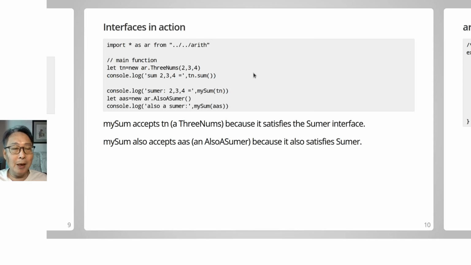So let's show how we use interfaces in action. Again, this is my hello world function. I've imported the arithmetic module and aliased it as AR. I've created a 3nums instance called tn sum. I've also created another object, instance of an object called AAS, standing for also a summer. Also a summer, as you will see, also satisfies sum.